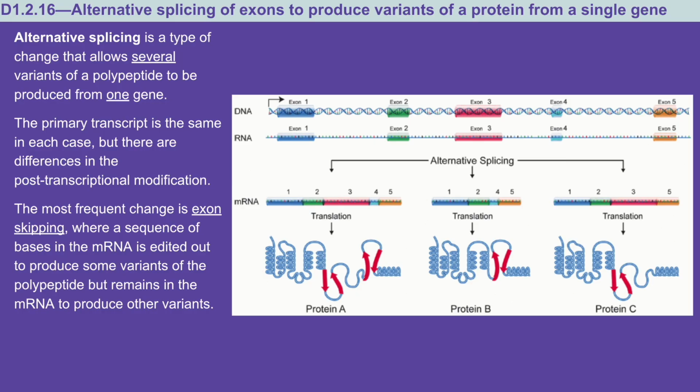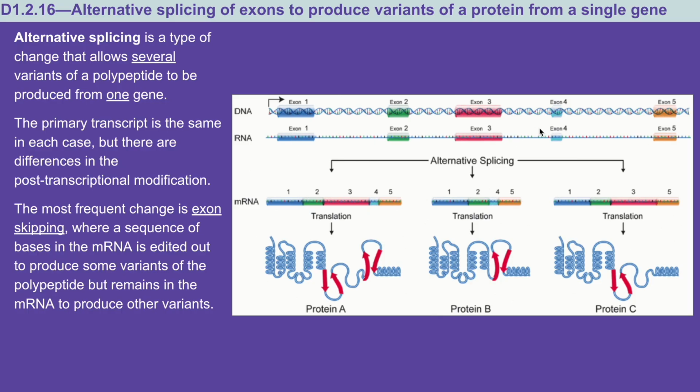Well, this allows for alternative splicing. This is a type of change that allows several variants of a polypeptide to be produced from just one single gene. Here we can see that we have one gene. The primary transcript is the same, but note that we're going to see exon skipping.